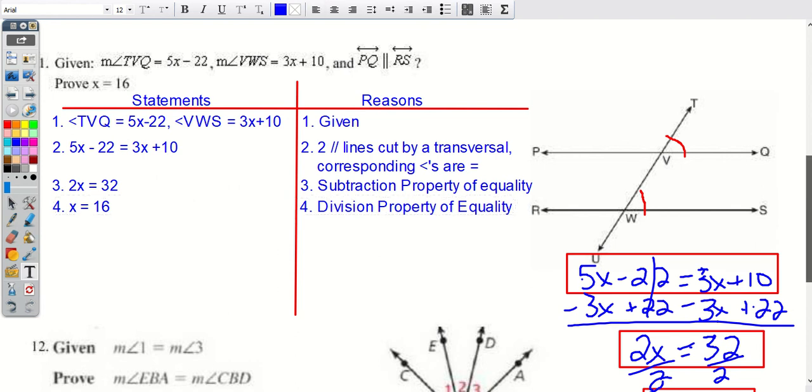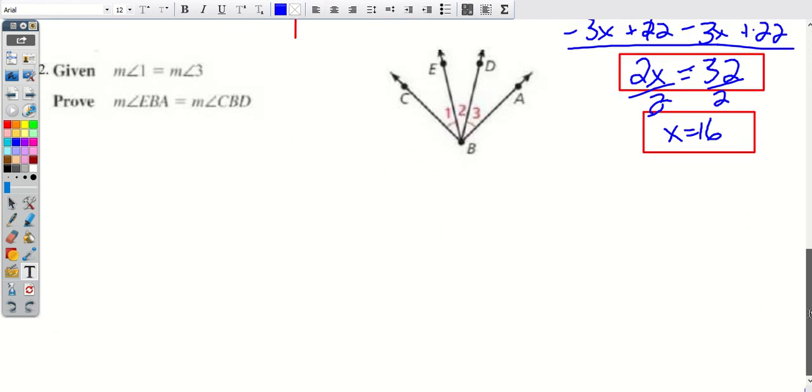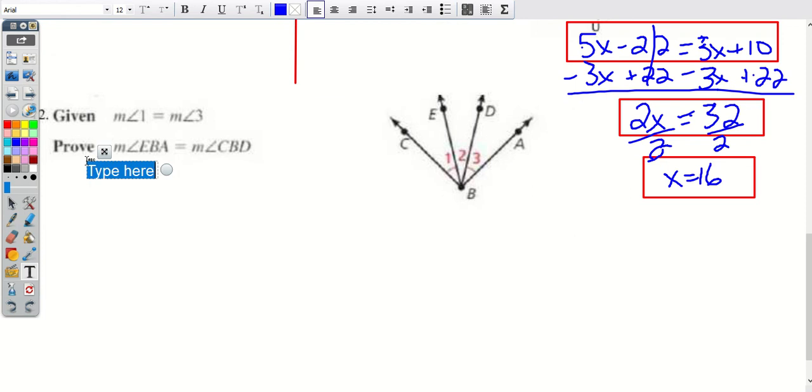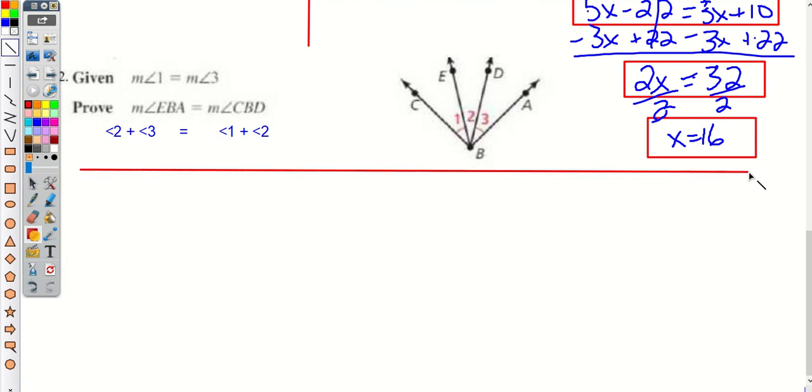All right, on to number 12. For number 12, we did this one in class already, but we'll roll through it in case you wanted to see it again. In the proof statement, we want to remember that angle EBA is actually a combination of angle 2 plus angle 3, and CBD is actually a combination of angle 1 plus angle 2. So really what we need to do is get these two sets of sums equal to each other, and then we can swap out what we need here.